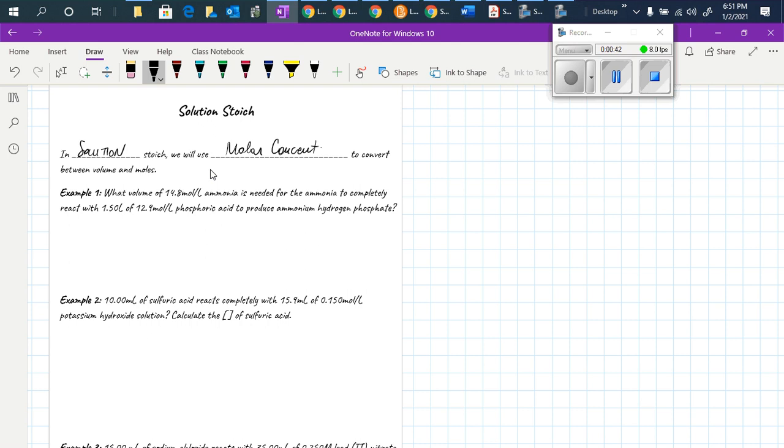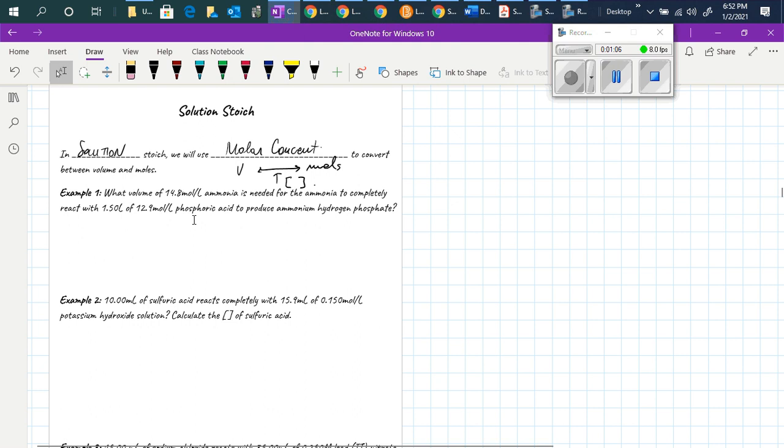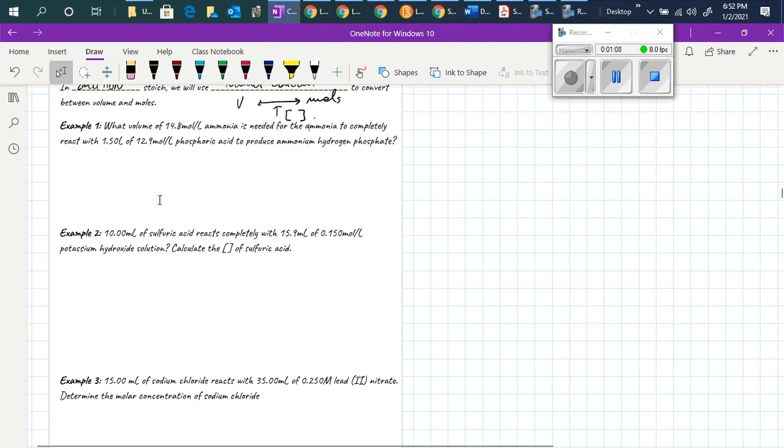It is how many moles you have in 1 liter. So when you have volumes and moles, what you use in order to move from volume to moles or from moles to volume is the molar concentration. So now, what volume of 14.8 moles per liter ammonia is needed for the ammonia to completely react with 1.5 liters of 12.9 moles per liter of phosphoric acid?